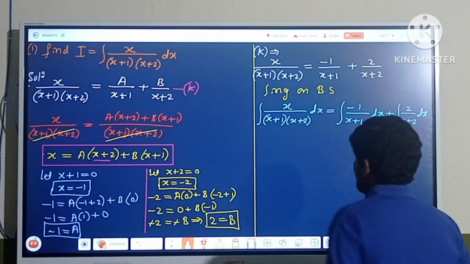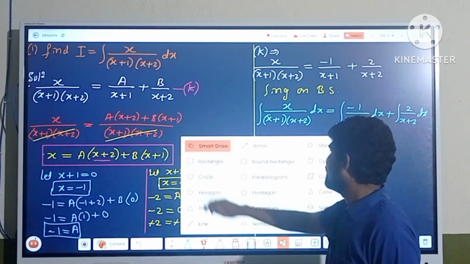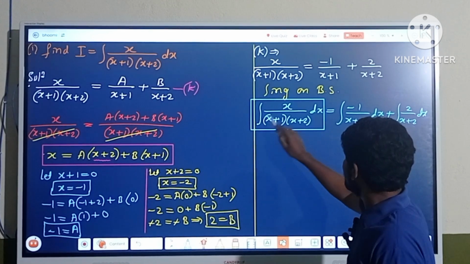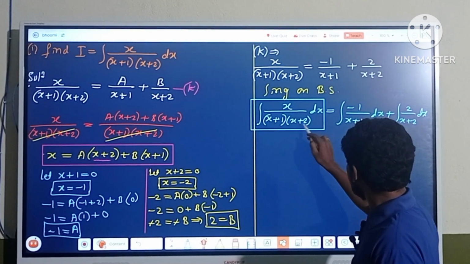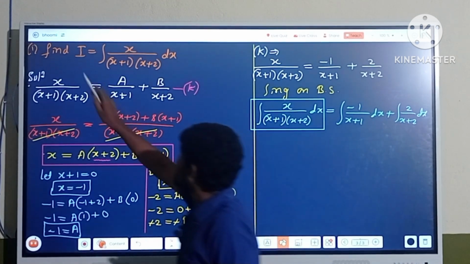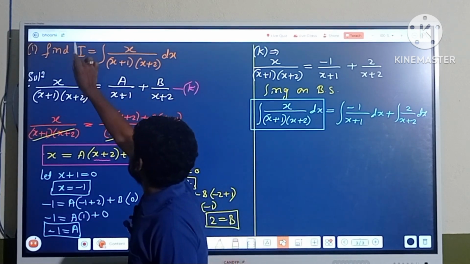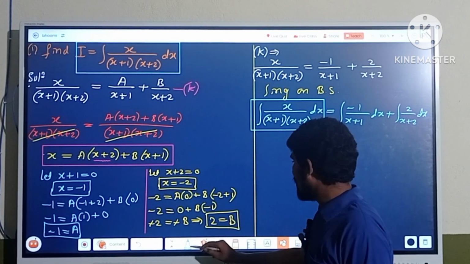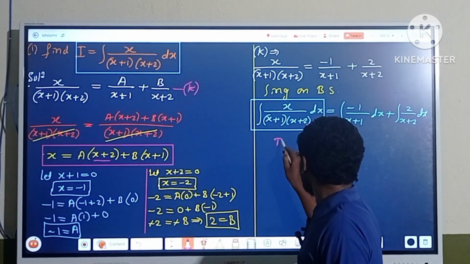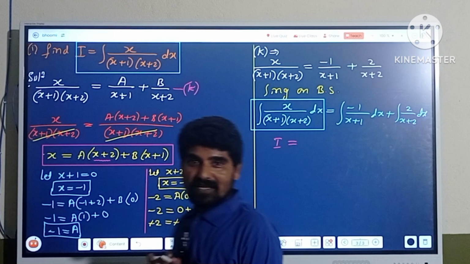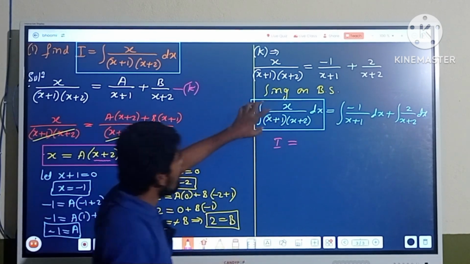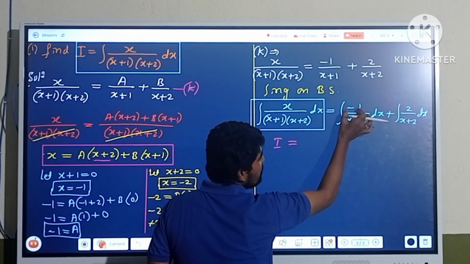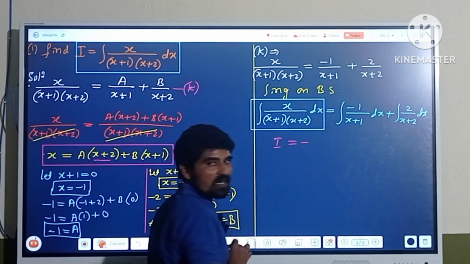Now just observe the term on the left side, that is integration of x divided by x plus 1 into x plus 2 dx. Is it your I? So observe here. LHS is equal to I. Therefore I is equal to, because we need to find the value of this integral. So hence I is equal to, this minus 1 taken outside the integral because it is a constant.